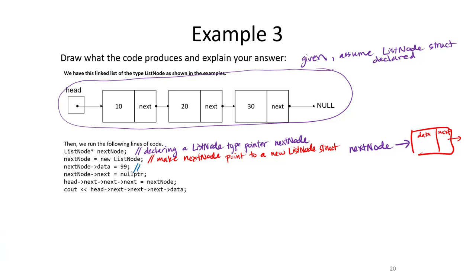What does this line do? Next node arrow data equals 99. This is going to update the data where next node points to be 99. So next node is pointing at this whole struct, so we're going to go to data and update the value to be 99.